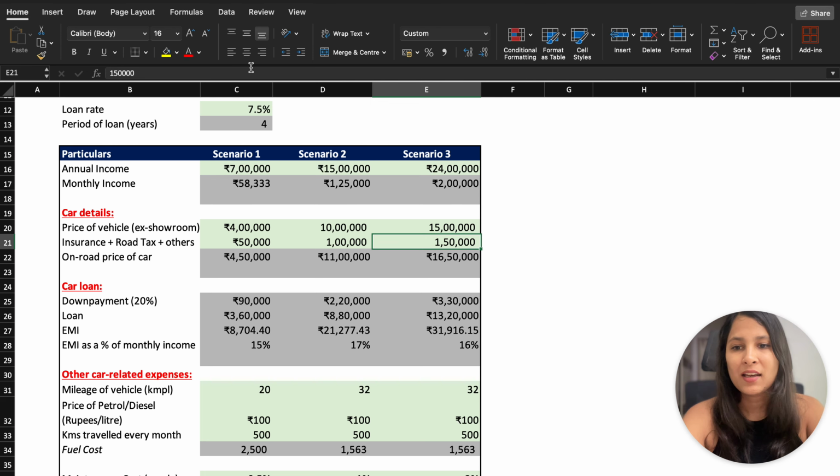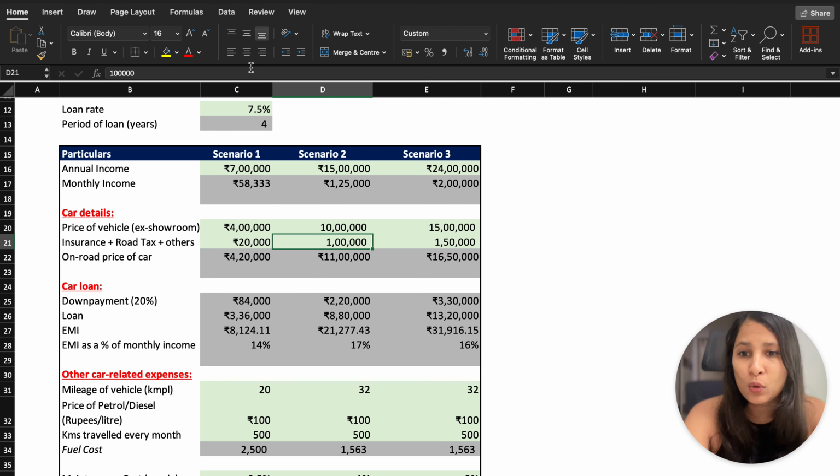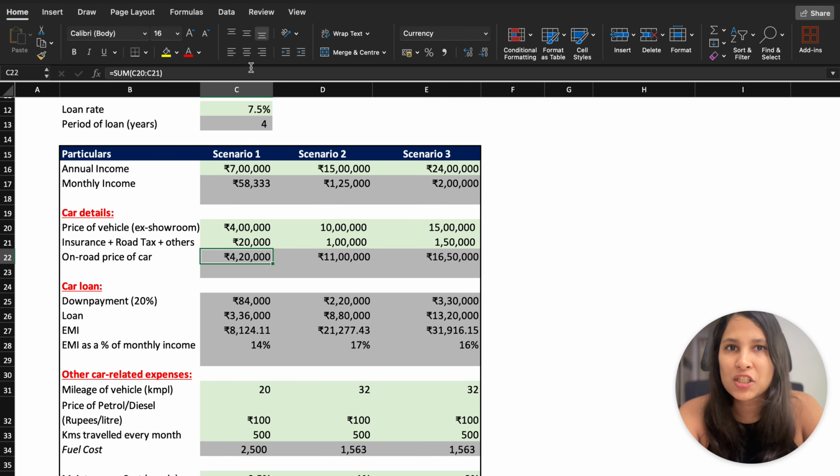Now, the insurance cost in the first case, let's assume it's only 20,000 rupees. Then in scenario 2, the insurance and road tax cost that you have to bear, let's assume it's 1 lakh. And finally, in the last scenario, let's assume it is 1,50,000 rupees. Now, this sheet will auto compute the on-road price of the car.